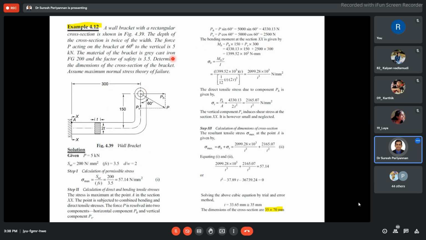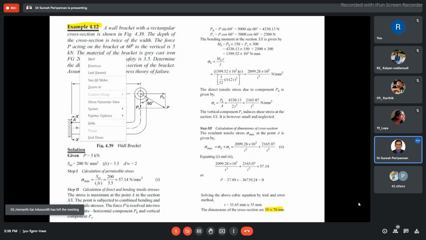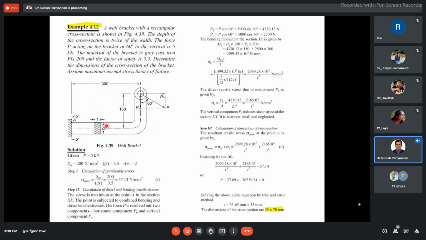Now, our region of interest is mentioned near the fixed end. Hence, I am considering 300 mm. But here they only marked the cross-section area. Hence, now find the bending moment. Then the total bending moment is going to be 1,399 into 10 power 3 Newton millimeter.